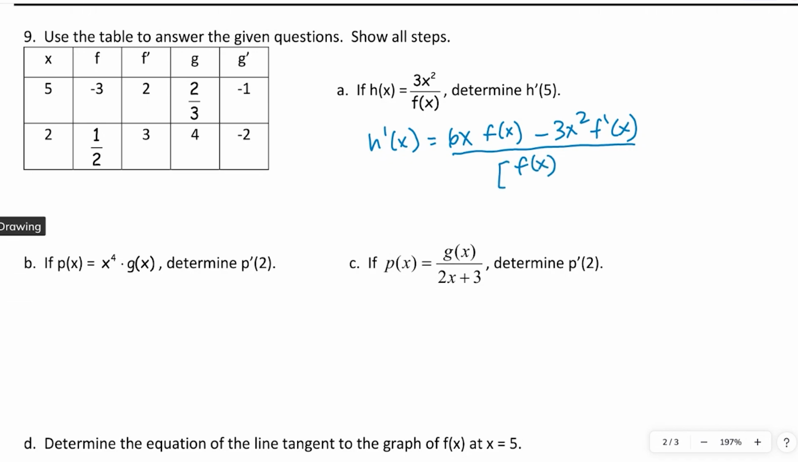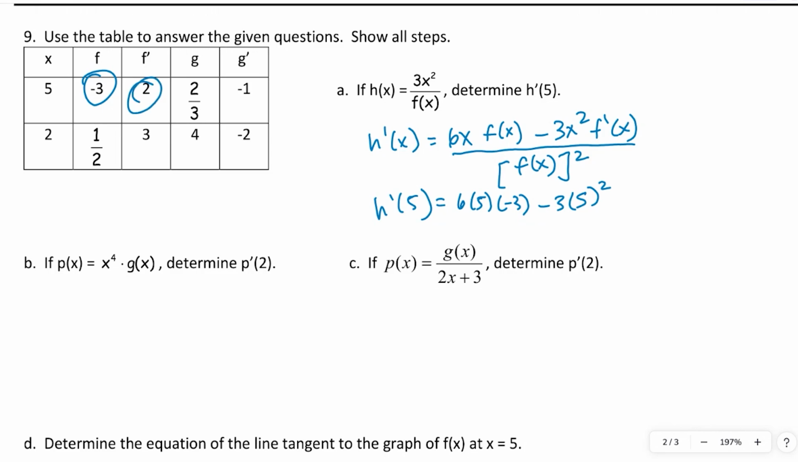And now I want to evaluate this at x equals 5. So h prime of 5 would be 6 times 5, times f of 5, which I can see right here is negative 3, minus 3 times x, which is 5 squared, times the derivative of f at 5, so that would be right here is 2. So times 2, all over f of x squared, in this case f of 5 squared. So f of 5 was negative 3, negative 3 squared is going to be 9.